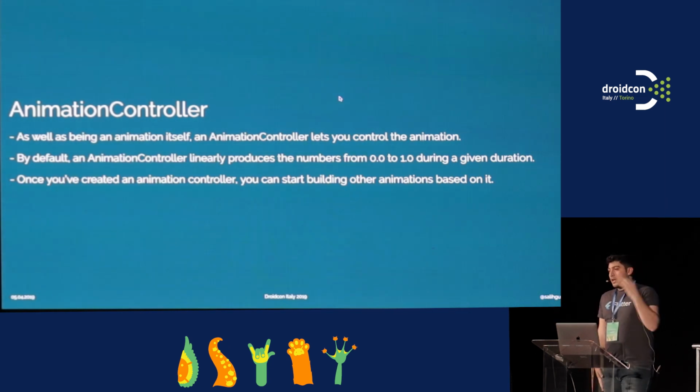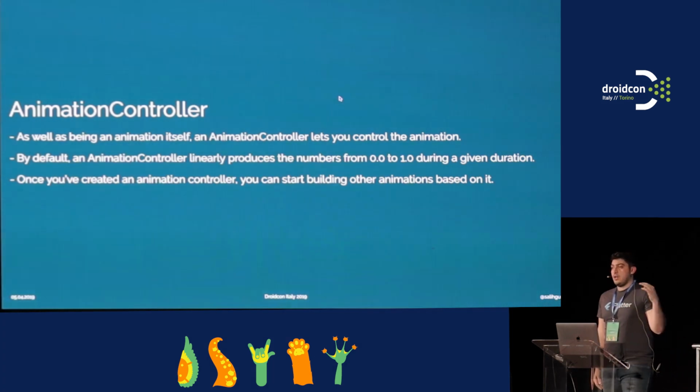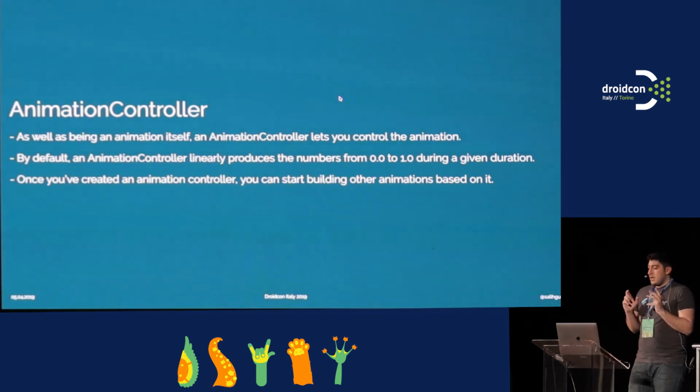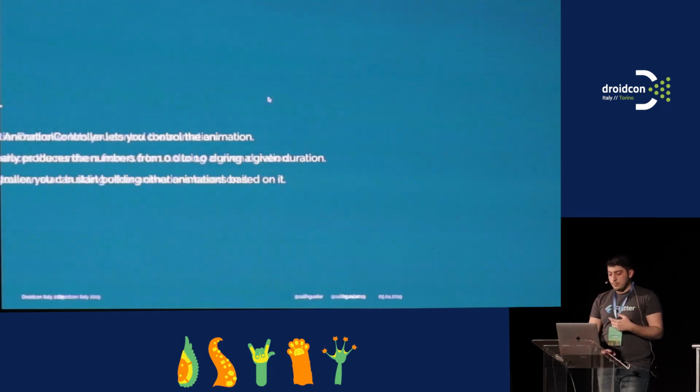So animation controller also has a beginning and an end value by default. So it's 0 and 1. You can give other values for the upper and lower bound as doubles for animation controller. And once you create the animation controller, you can simply build the other animations by using and orchestrating them with the animation controller.